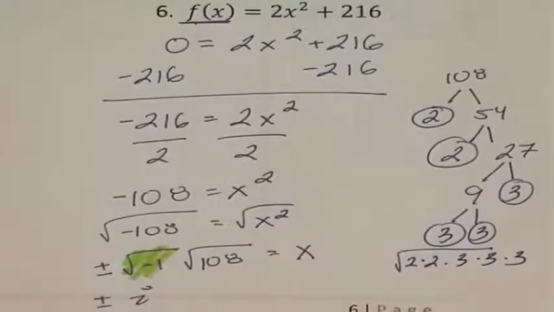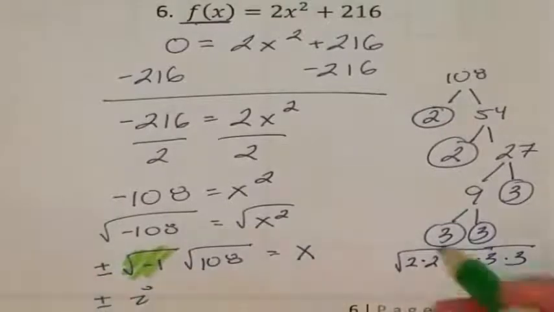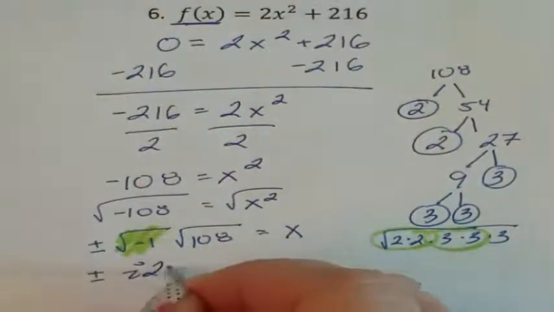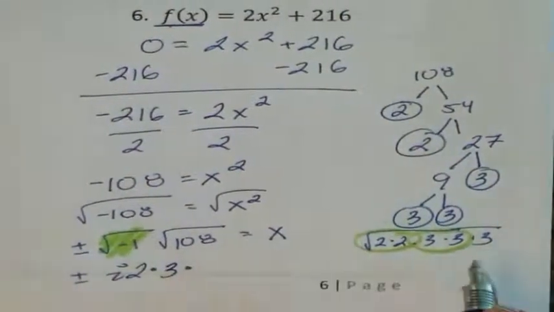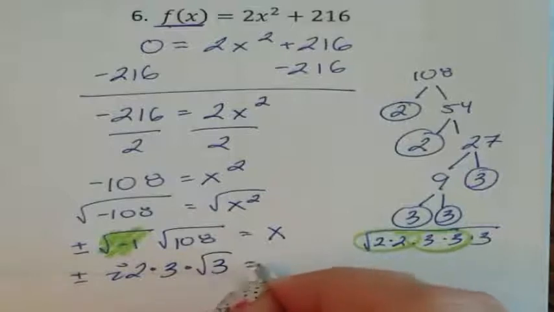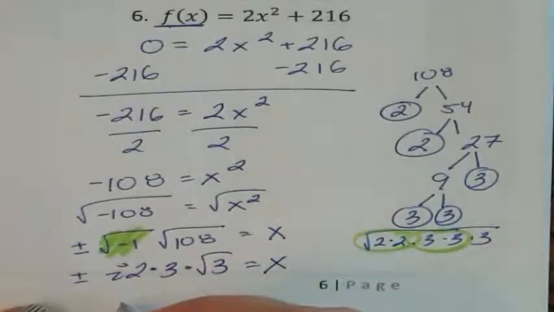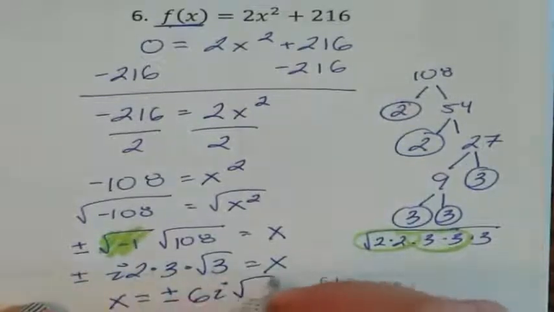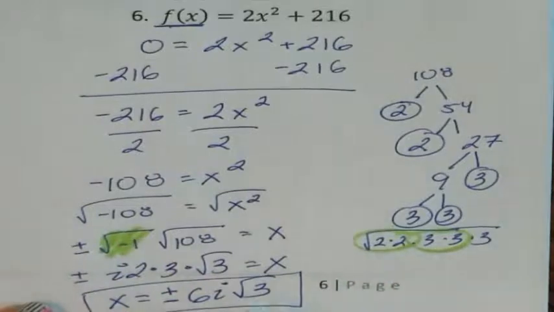Remember, if they pair up, they get to escape. So these 2's escape and these 3's escape. That 3 had to stay inside. So a pair of 2's escaped, a pair of 3's escaped. That 3 had to stay inside, and all this equaled x. So what does x equal? It's the positive and the negative 6i root 3. I do have two solutions, the positive 6i root 3 and the negative 6i root 3.